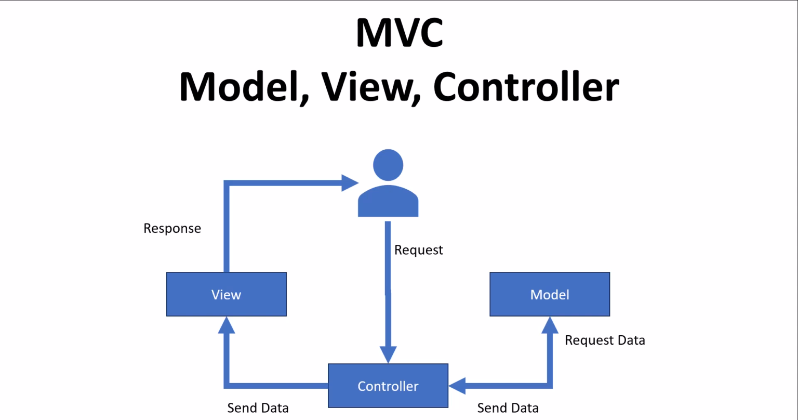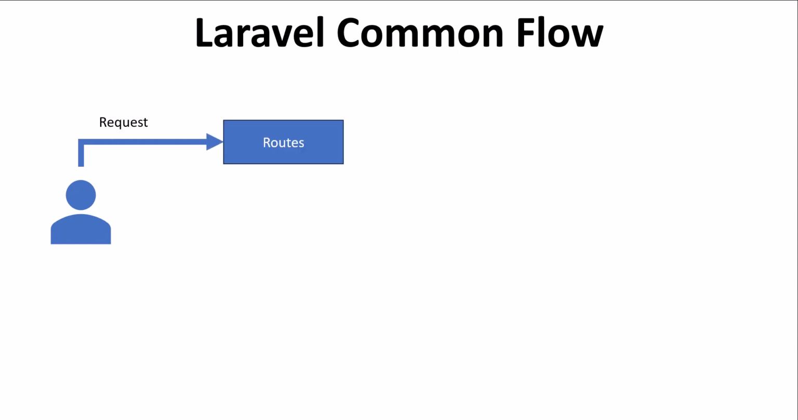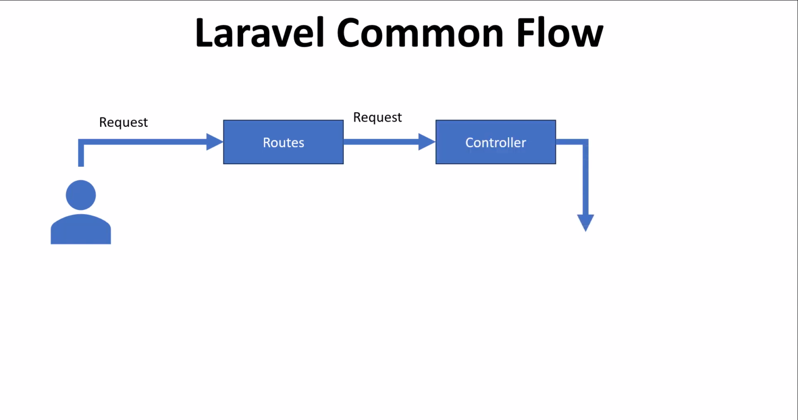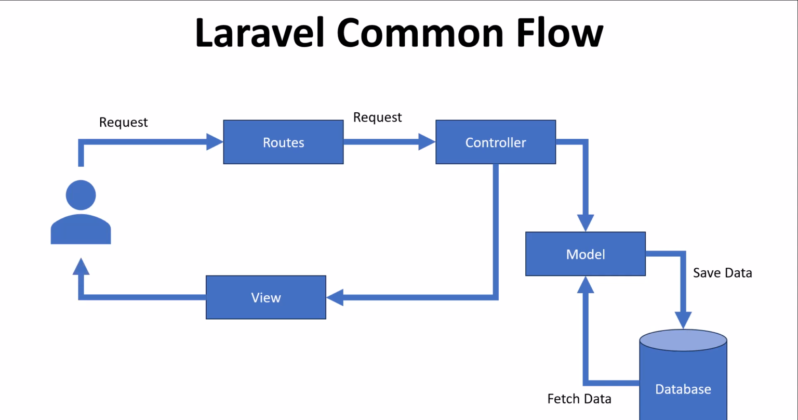In Laravel, specifically when you are working, the most common flow is like this. When a user makes a request, the request goes to the route. Then from the route, that request goes to the controller. And from controller, it goes to the model, which goes to the database to save the data in database or fetch the data from the database. Then after that, we get the view with the data and we send the data back to the user. So this is the common Laravel flow.